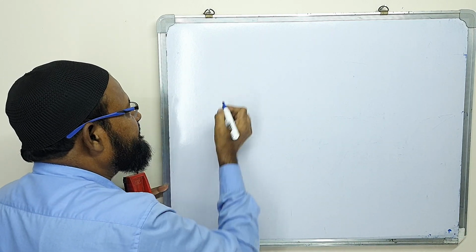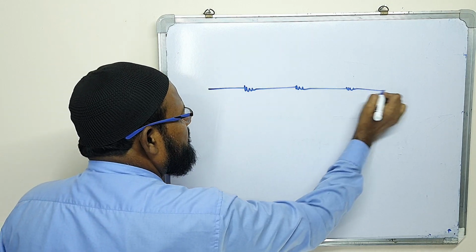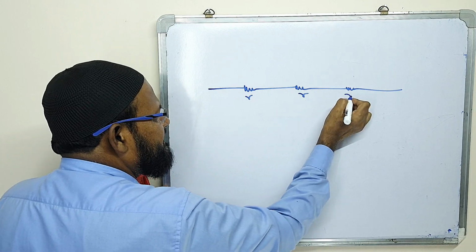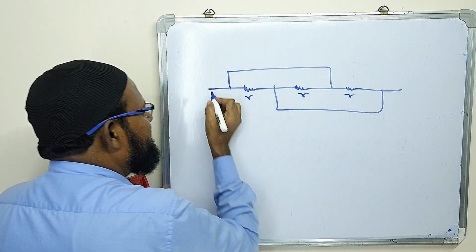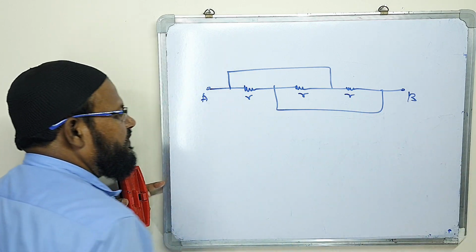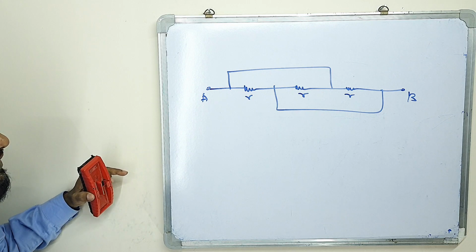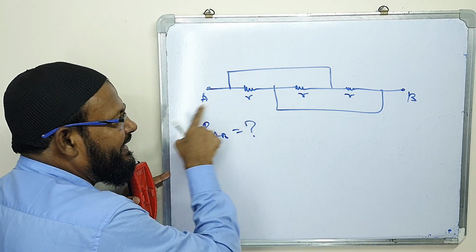Please see here. This is R, this is R, this is R. Here to here and here to here. This part is A and this part is B. Okay? The question is the equivalent resistance between A and B.